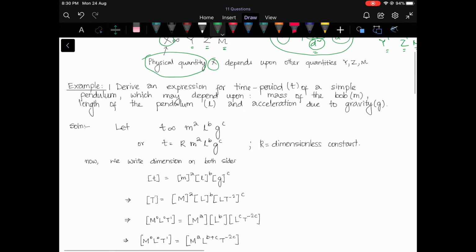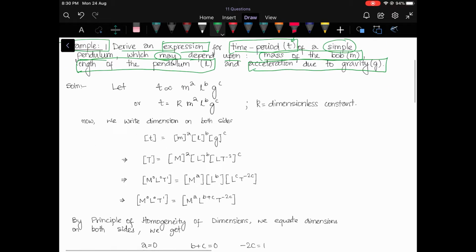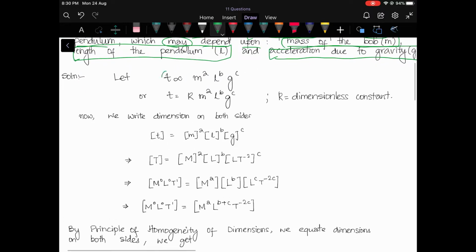First of all, let's take up an example where we derive an expression or a formula for the time period, which we denote by small t, of a simple pendulum, which may depend upon the mass of the bob, that is small m, the length of the pendulum, that is small l, and the acceleration due to gravity, which is small g. So here we start by writing that the time period of a simple pendulum depends on the mass of the bob to some power a that we do not know, the length to some power b that we do not know, and the acceleration to the power c that we do not know. Our job is to find this a, b and c.